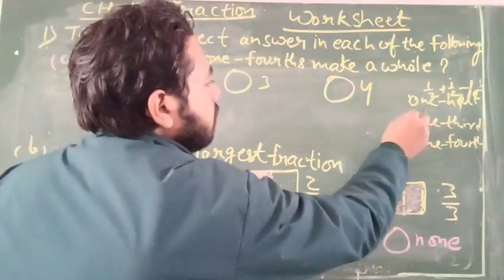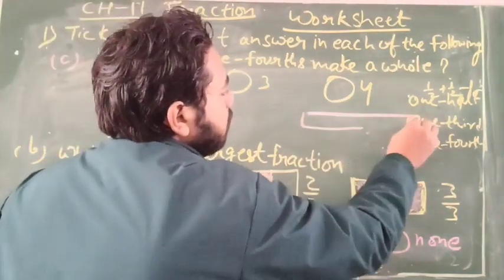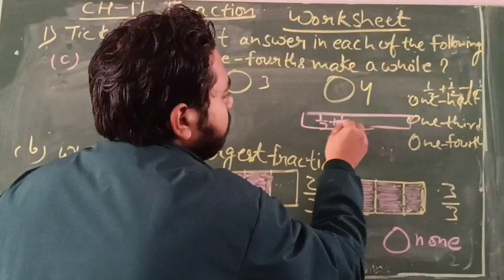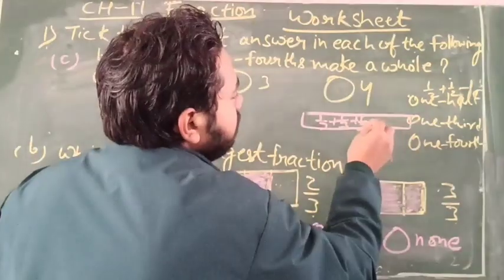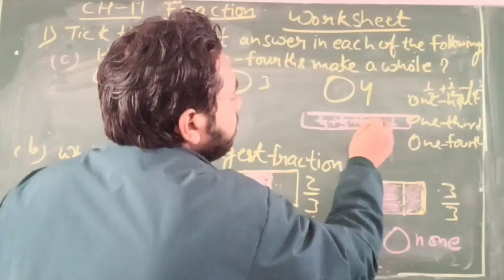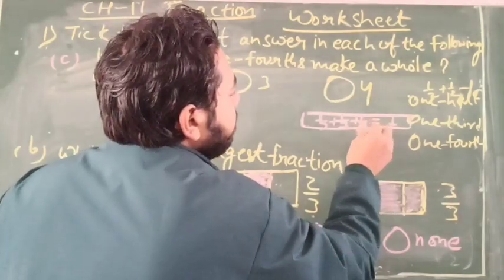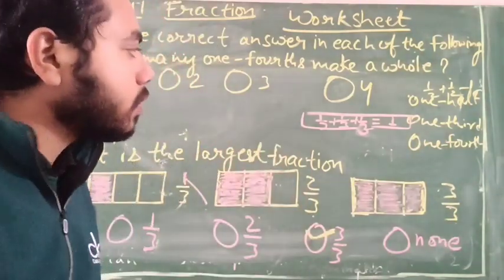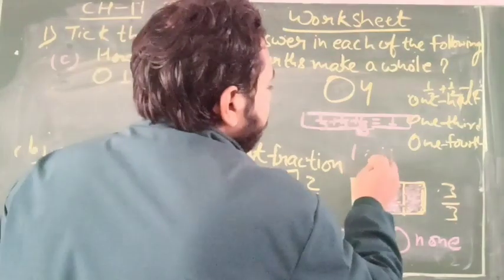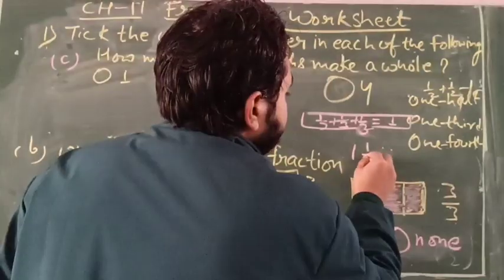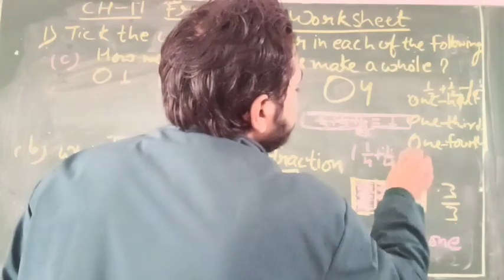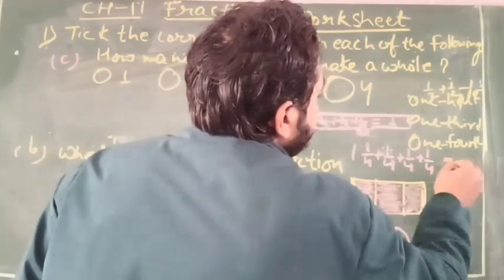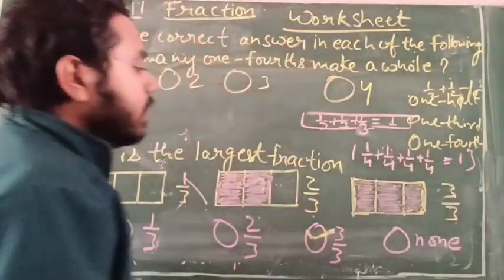In the case of 1/3, when we add 1/3 three times, we get 1. And what about 1/4? As I have explained in previous classes, when we add 1/4 four times, we get 1.